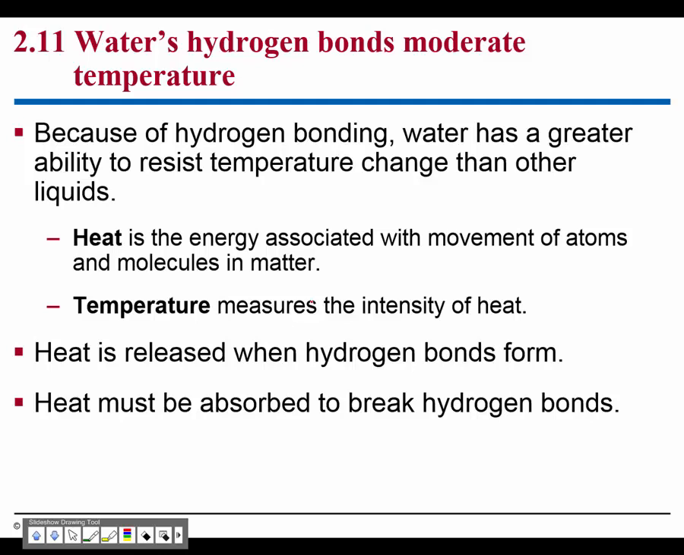And temperature measures the intensity of the heat. So let me translate that, because that's not written very well. Let's start with temperature. Temperature is how fast those molecules are moving. If they're moving slow, it's a lower temperature. If they're moving really fast, it's a higher temperature.